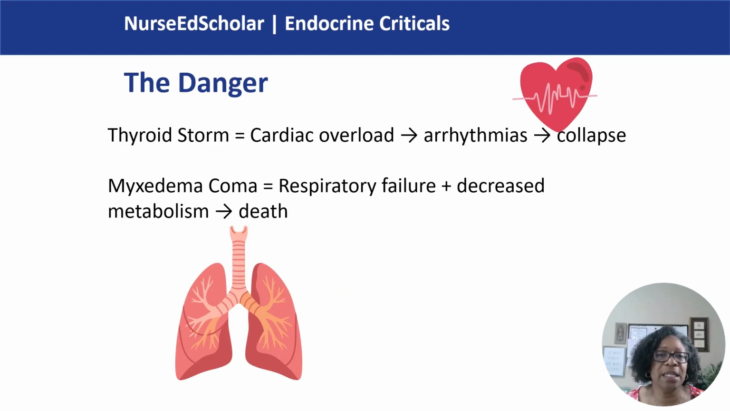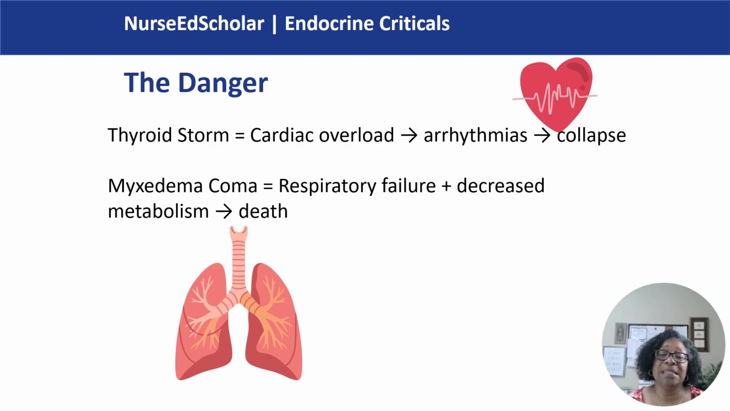So what actually is killing your patient with these two conditions? You really have to think like a nurse here. Let's think like the NCLEX. In thyroid storm, there is a cardiac overload. Everything is overstimulated. Remember, you had the hypertension, you had the tachycardia. So that cardiac overload will lead to arrhythmias and possibly cardiovascular collapse.